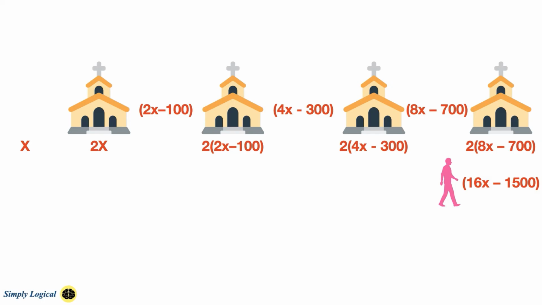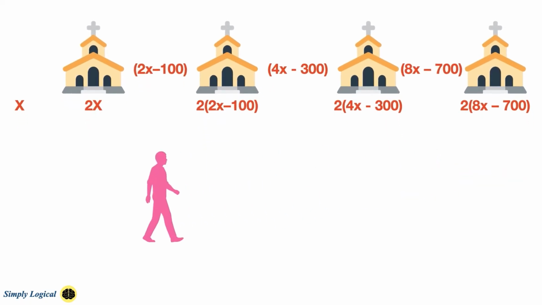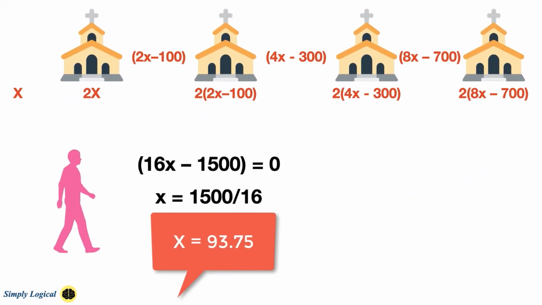And according to the question, after his last visit, he completely runs out of money. According to our equations, at the end of the fourth church the amount is 16x minus 1500. Therefore, 16x minus 1500 is equal to 0. After solving for x, we get x equals 93.75. Hence, the person had started his quest with $93.75 in his pocket.